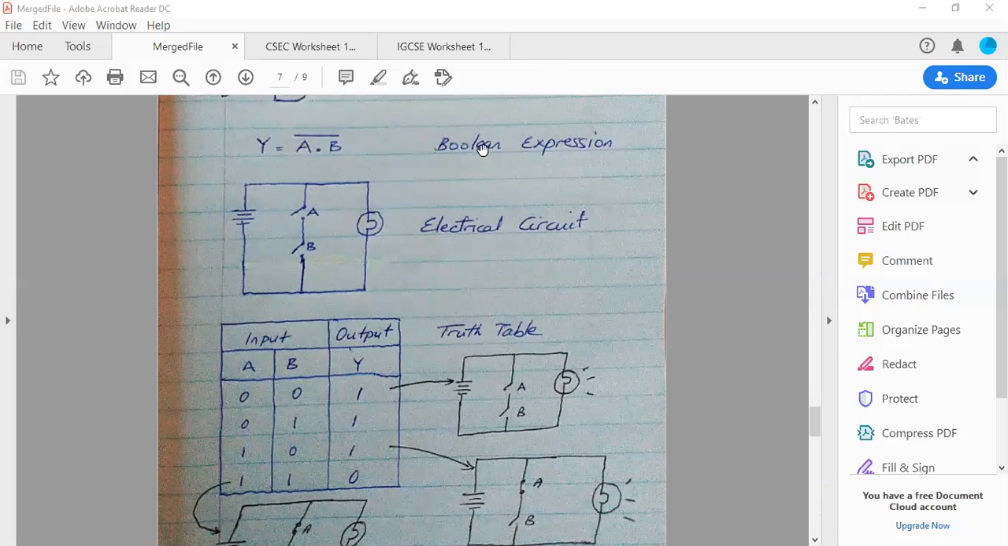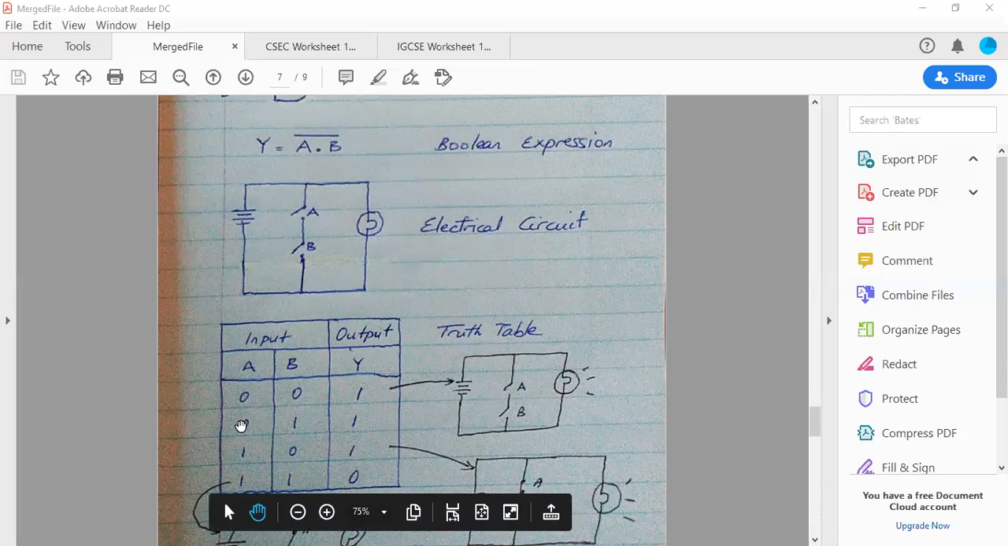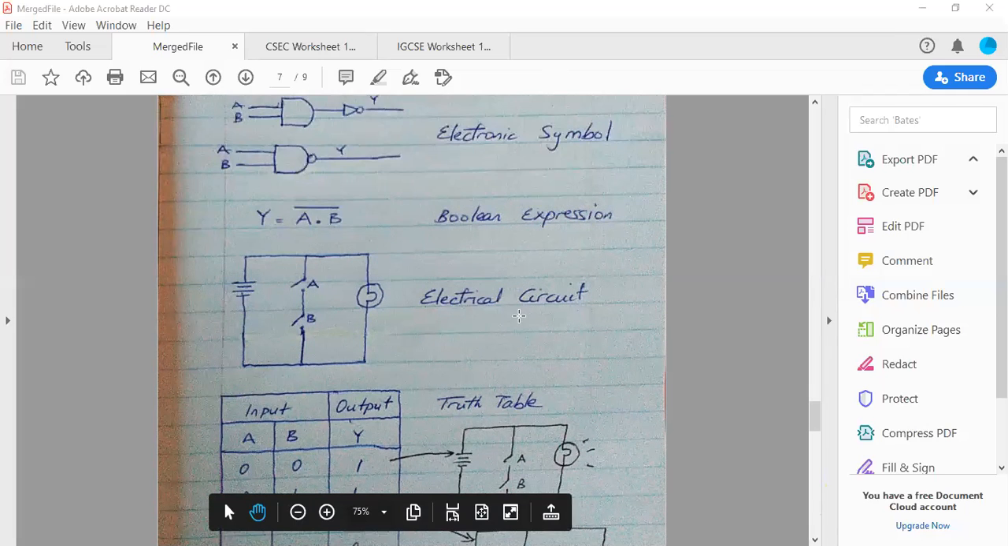So whichever method you choose to use, whether it's the Boolean expression or the electrical circuit, your output is going to create this truth table here, which would follow the conditions. Any questions? I hope that helped.